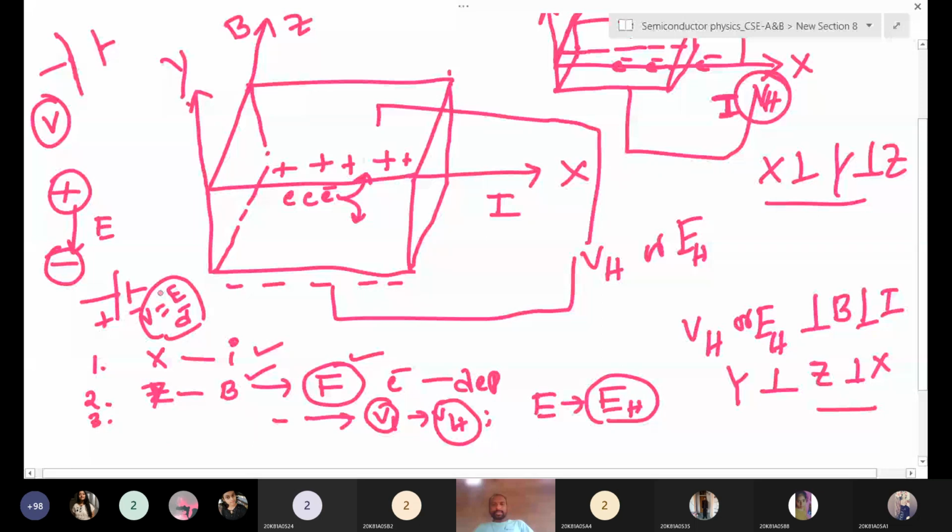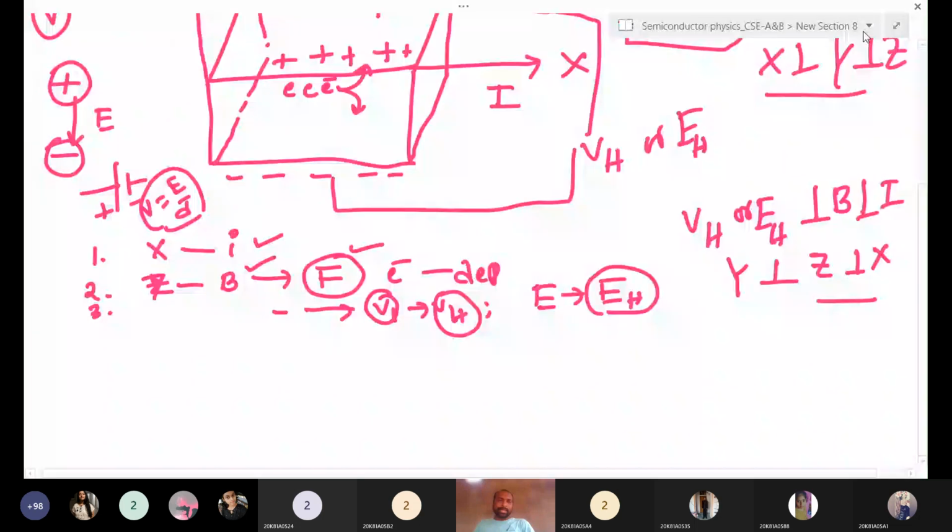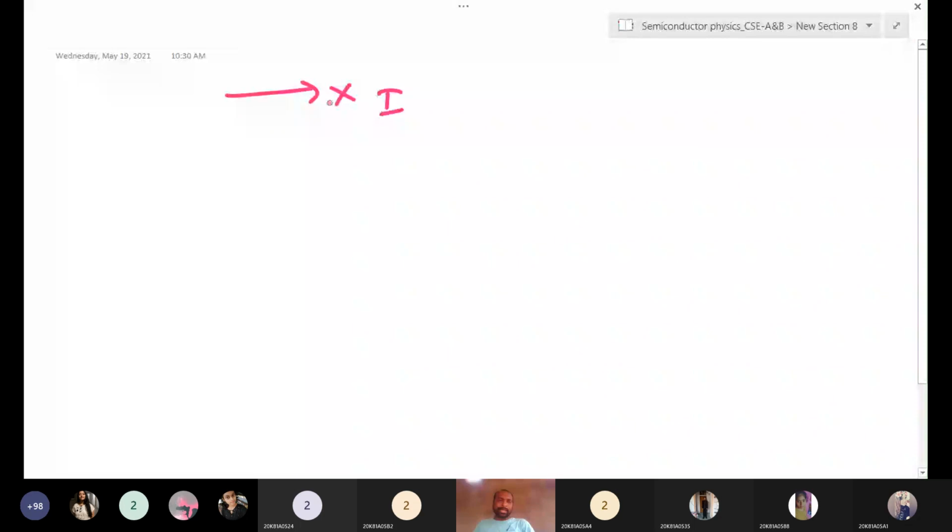So the Hall effect is what we are discussing. I will take a new page. Here we apply current along the x direction and some magnetic field along the z direction. Along the y direction a voltage develops, this voltage or electric field. This we call the Hall voltage or Hall field.